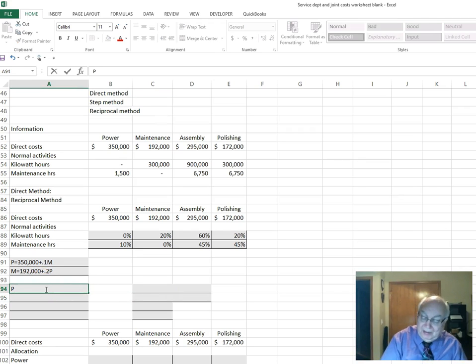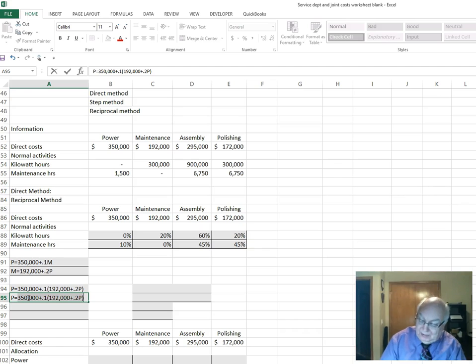So we have power is equal to the 350,000 plus 0.1 times maintenance. Maintenance is 192,000, remember the substitution method, plus 0.2 times power. Okay, now we solve for it.